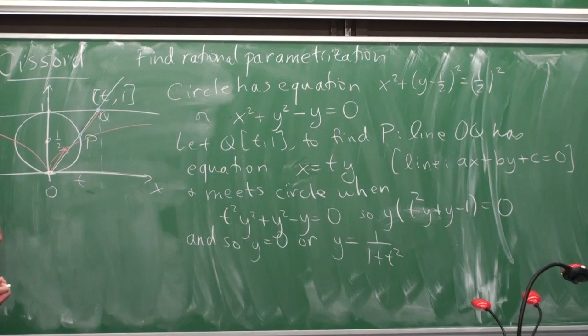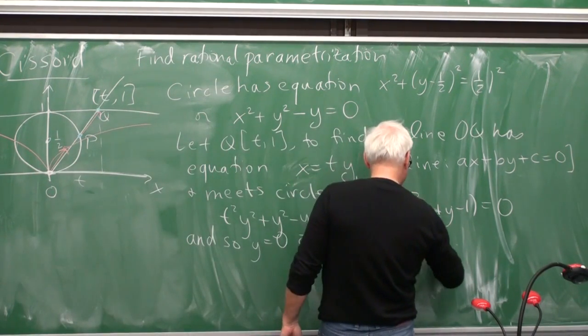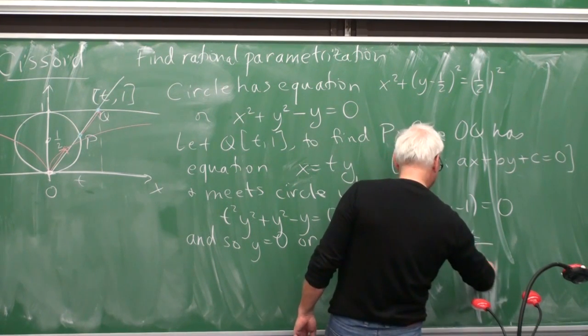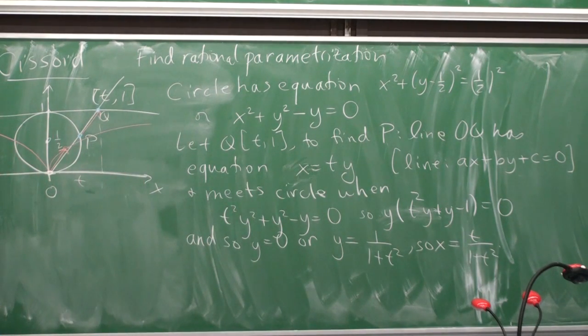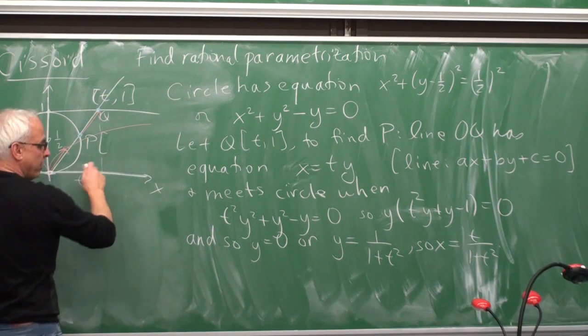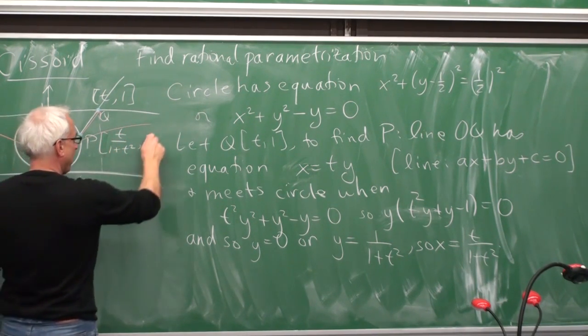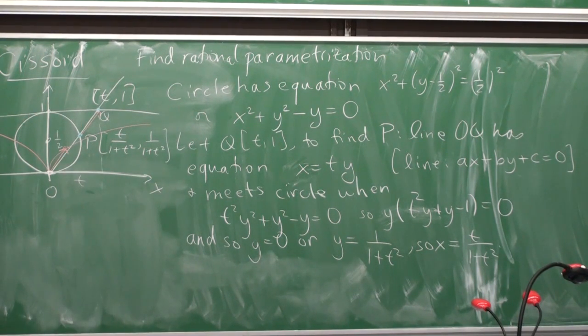And what is its x-coordinate? Well, it has to be given by this: x equals t over 1 plus t squared. So that's the point P. Maybe we'll write it down here. The x-coordinate is t over 1 plus t squared, and the y-coordinate is 1 over 1 plus t squared. All right, so there's the point P with the coordinates we found.